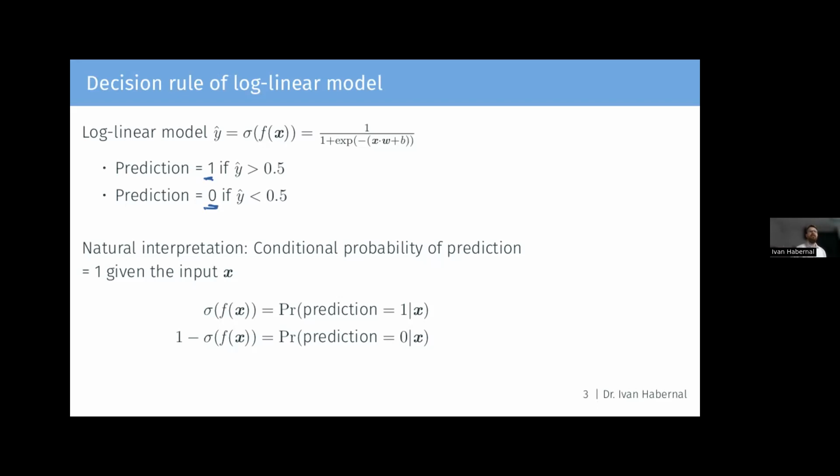Yes, you have a question. Like, probability of sigmoid of f of X equals probability. No. So the sigmoid of f of X is exactly the probability of the prediction being 1 given the features. I'm almost 100% sure this is it.